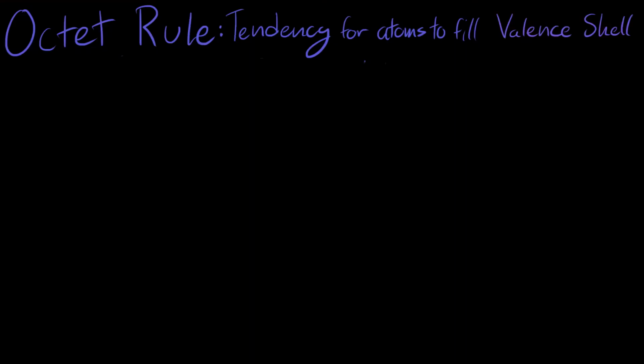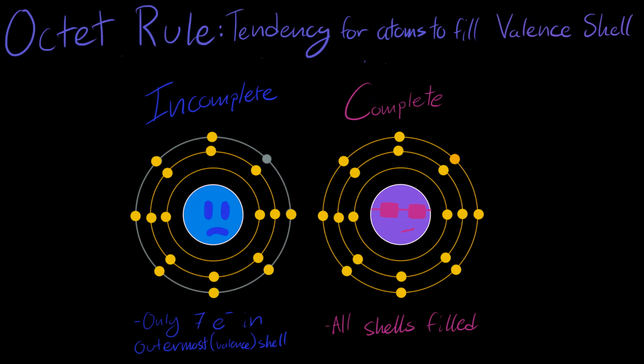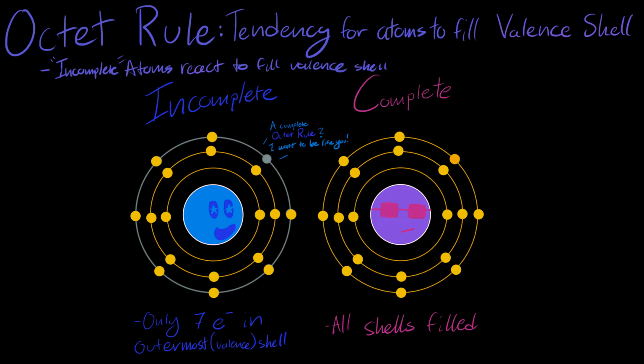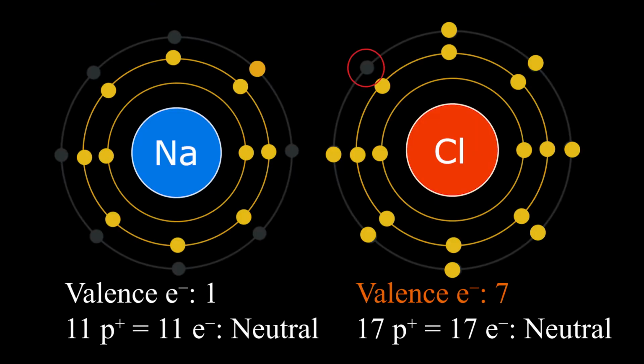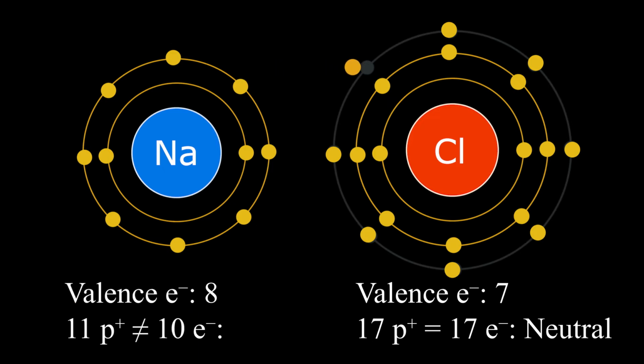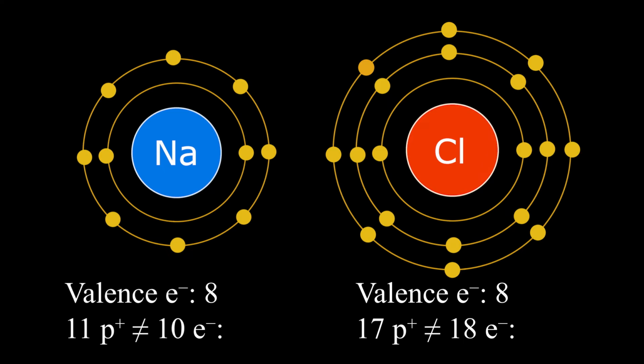Atoms abide by the octet rule. Atoms want to complete their outermost shell. Atoms want to have all their energy levels filled with electrons, and they are willing to react with other atoms to do so. Look at chlorine. It only has 7 valence electrons, 1 away from filling the octet rule. Sodium has 1 extra valence electron that it is dying to get rid of. Sodium donates its extra valence electron to chlorine, allowing both to have complete sets and fulfilling the octet rule.